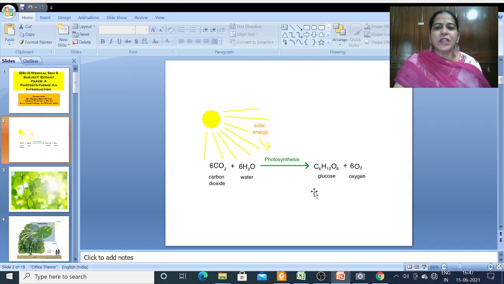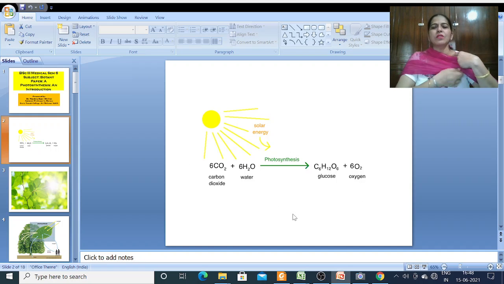Now this is a reaction you have studied in lower classes as well. 6 carbon dioxide plus 6 water in the presence of sunlight gives glucose plus 6 oxygen. However, this is not such a simple reaction. It is quite a complex thing, and we will talk about it in detail, how it happens.